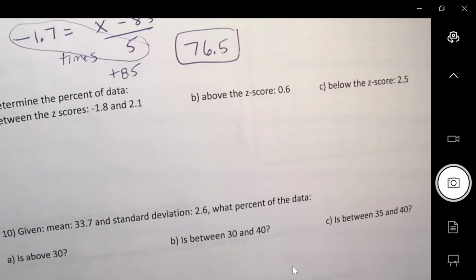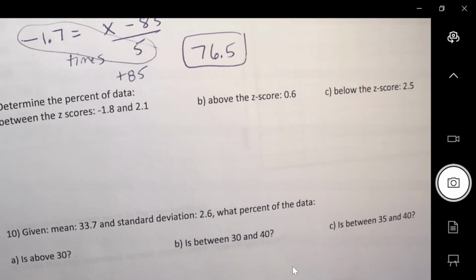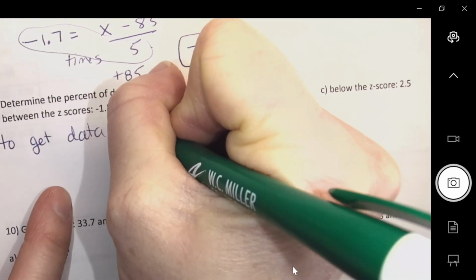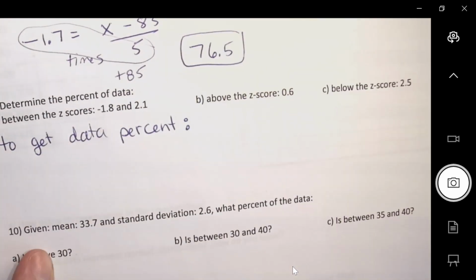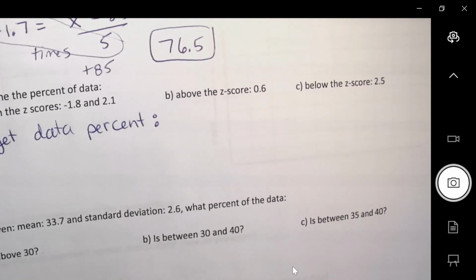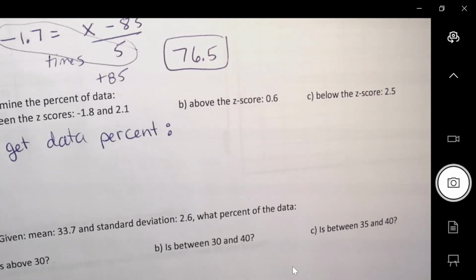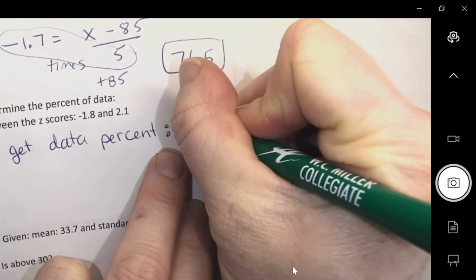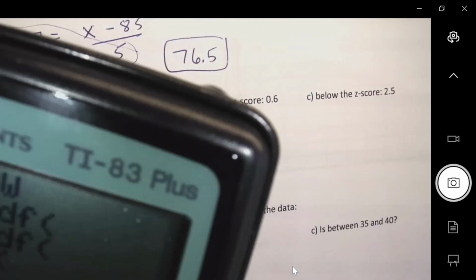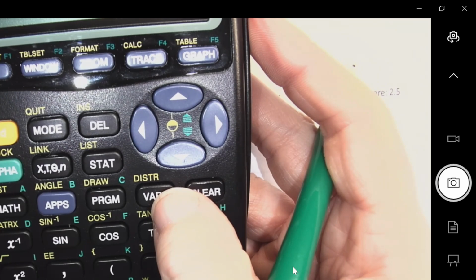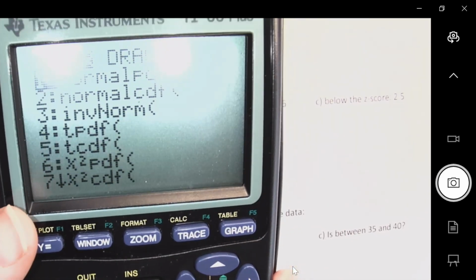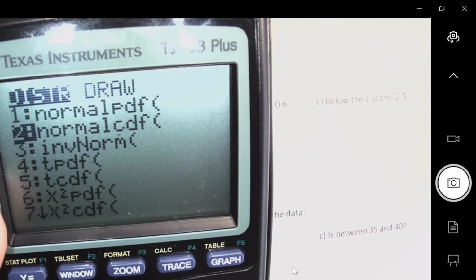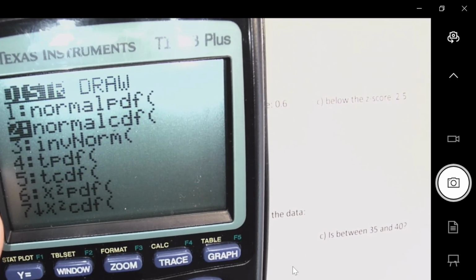So, cheat sheet time. We want this on our cheat sheet. To get the data percent, that's what your instructions would be on your cheat sheet. To get the data percent, you're going to hit the distribution button. Everybody sees where that would be. Do you remember what that is? You have to hit yellow vars. Distribution, do you remember which one it is? Normal C, cats and dogs. Cats and dogs. Normal CDF.